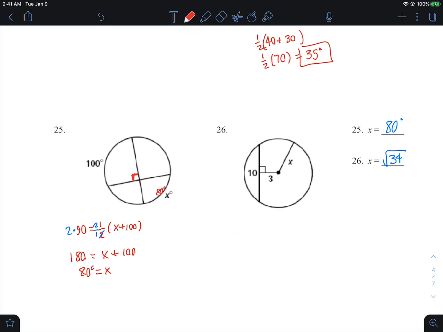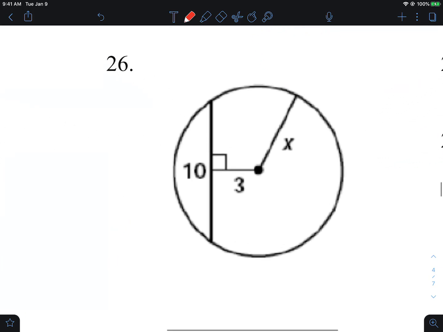Okay, now 26, there's really not anything on the formula chart that helps us with 26, but it does use the fact that you have, it looks like a piece of a radius that's perpendicular right there. If it's perpendicular, it must be a perpendicular bisector, which means both of these here will be 5. So it'll cut that entire chord in half. And then I'm going to redraw the radius like this here, x.